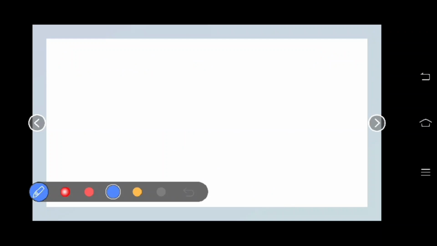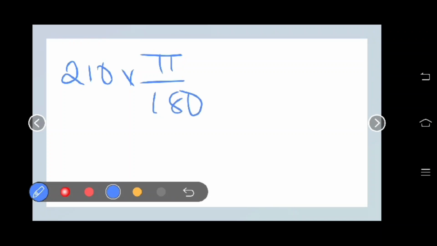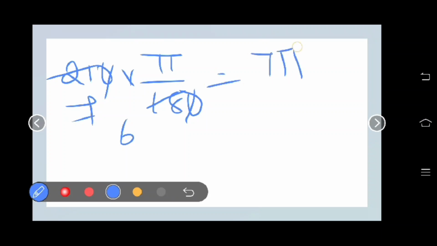Coming to the second one, analyze and assess the value of 210 degrees. It's the same, multiply by pi by 180. So 210 into pi by 180. You can say this 0 gets cancelled, and 6 times 7 times. So it's 7 pi by 6 radians. I hope you're clear. This is the answer of the second question.